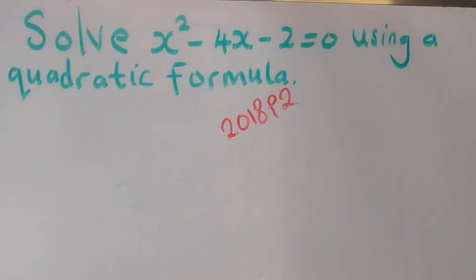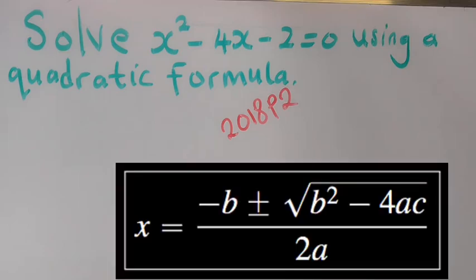In this presentation, we are going to look at how we can solve quadratic equations using the quadratic formula. We're going to start with our first question right here. This is a question that came in Mathematics Paper 2 for 2018 for GCE candidates. Solve the equation x² minus 4x minus 2 equal to 0 using the quadratic formula. Let's see how we can answer it.